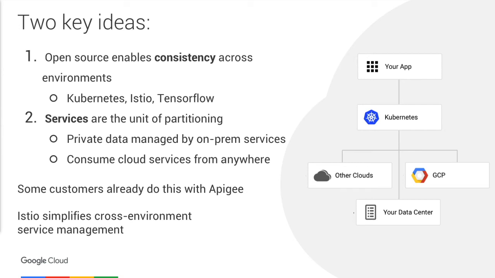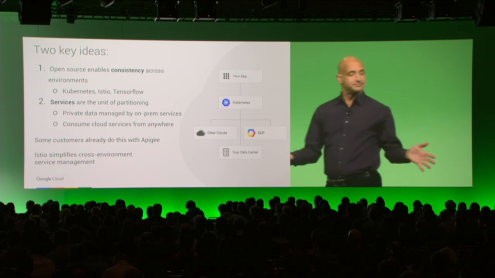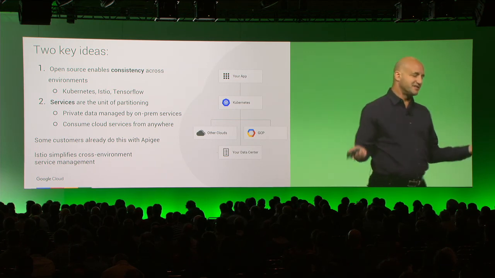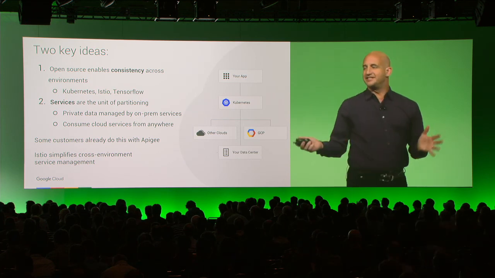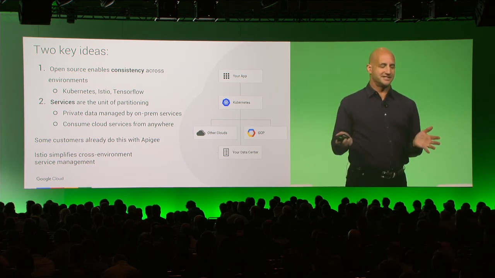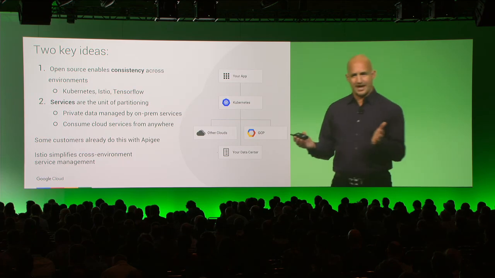The second aspect of this hybrid strategy is that you have to use services as your unit of partitioning, by which I mean when you say you're multi-cloud, what that would mean here is that you have some services running on this cloud and some services running on this cloud and some running on both. And it turns out the service broker and the way Istio works, that's very easy to do. You can mix and match services quite well. And it actually gives you a best of breed.